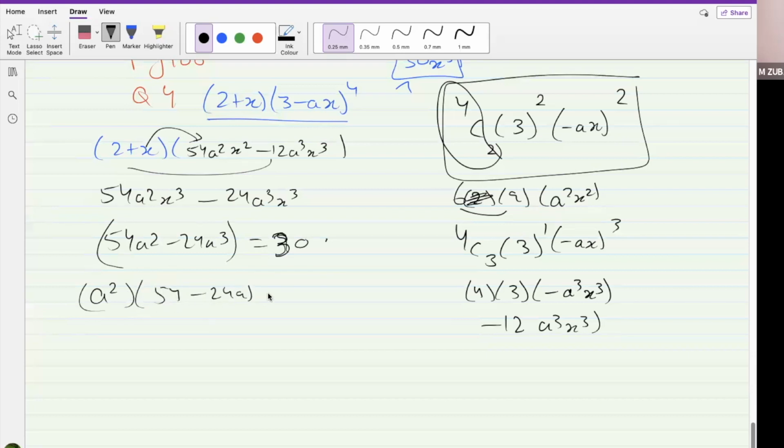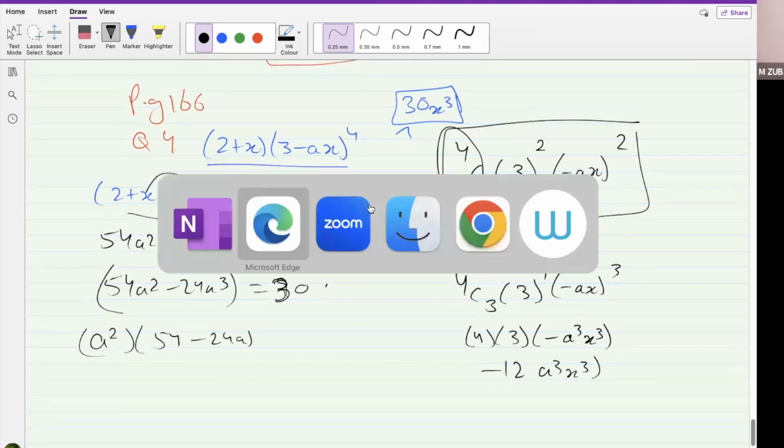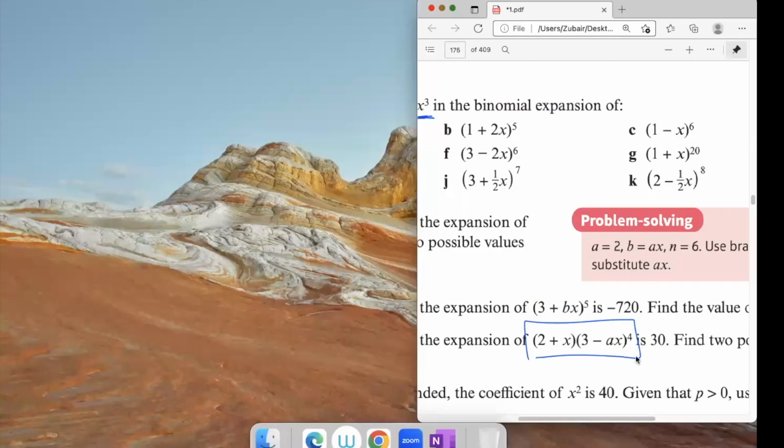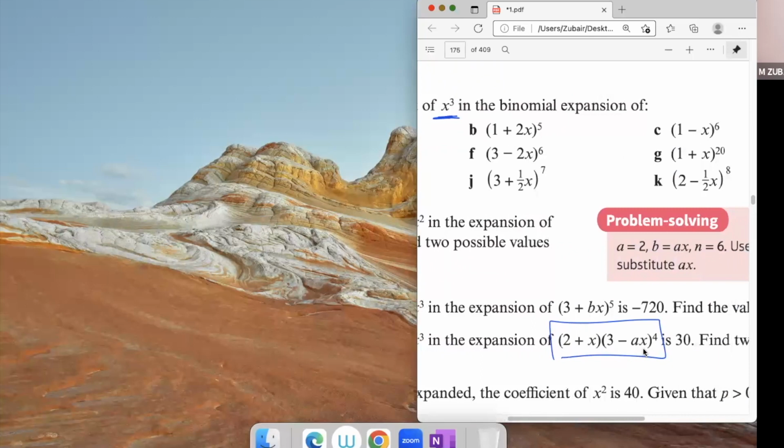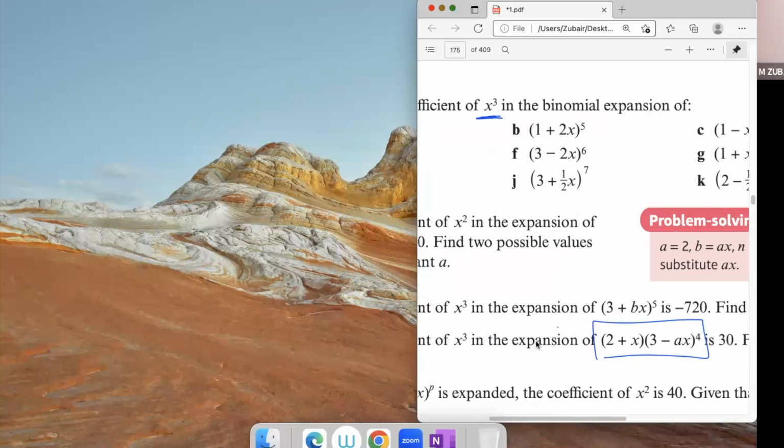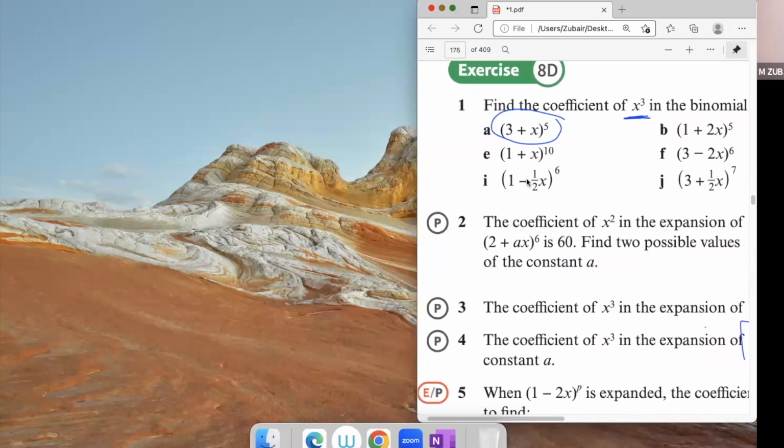Sir, where did we get 30 from again? This was given in the question. Yes, I wanted to ask before, but I forgot. The coefficient of x cube in the expansion of this is 30. Oh, all right. Okay. I think I'm missing out something. I'll share the solution right now in a few minutes. Is it okay? All right, sir.